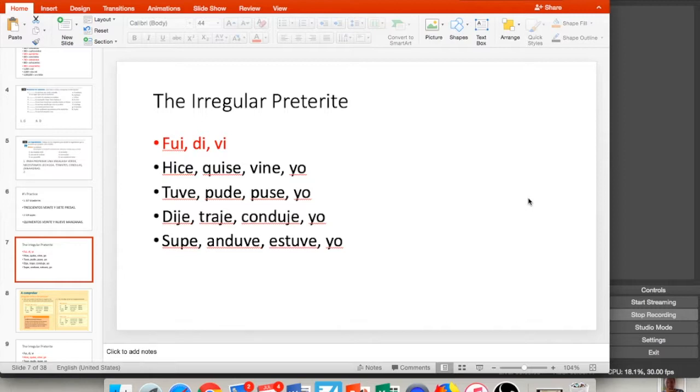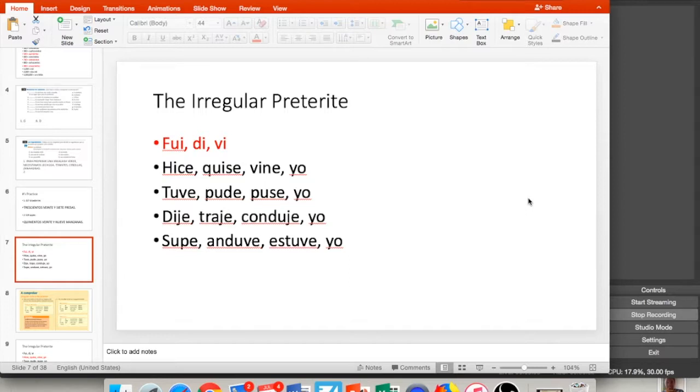Fui, di, vi. Hice, quise, vine yo. Tuve, pude, puse yo. Dije, traje, conduje yo. Supe, anduve, estuve yo.